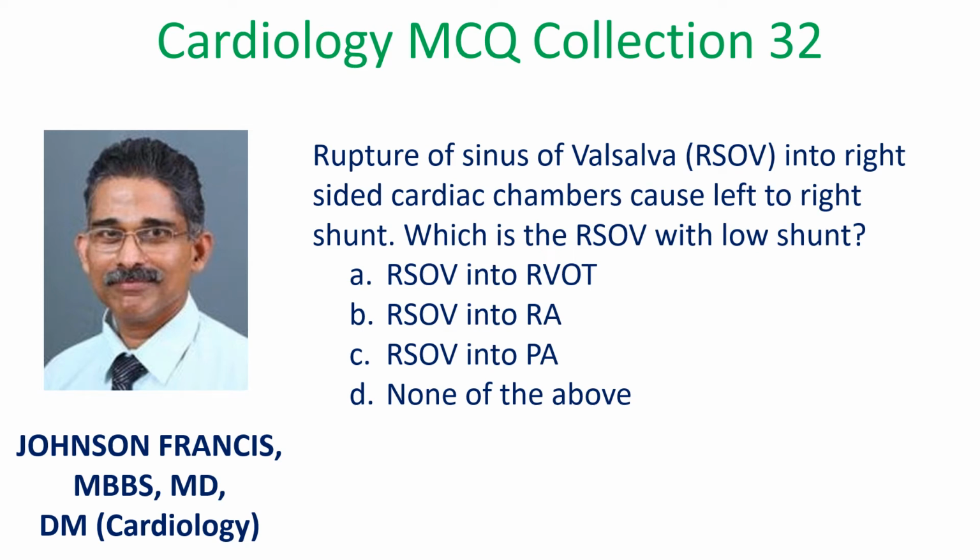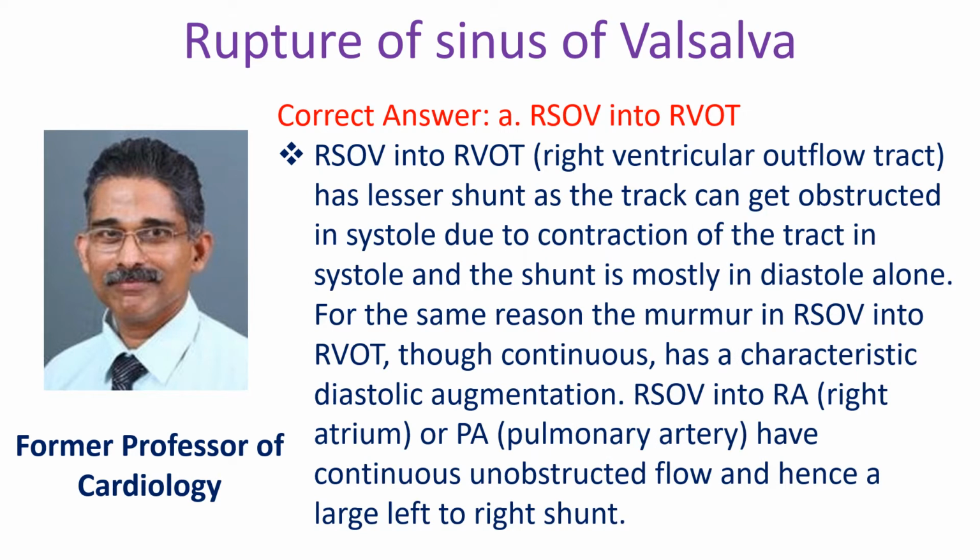Rupture of sinus of Valsalva into right-sided cardiac chambers causes left to right shunt. Which is the RSOV with low shunt? A. RSOV into RVOT, B. RSOV into RA, C. RSOV into PA, D. None of the above. Correct answer A.